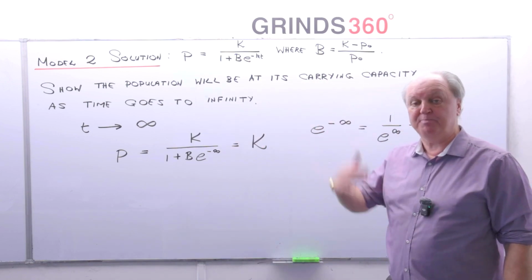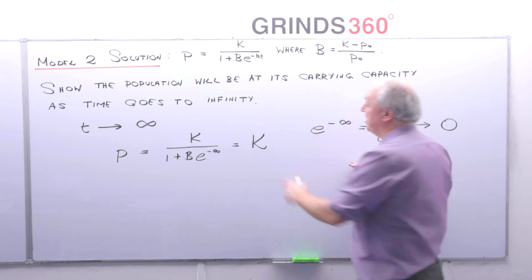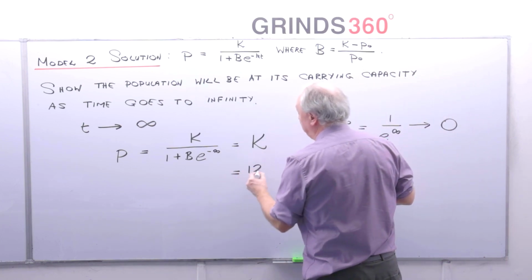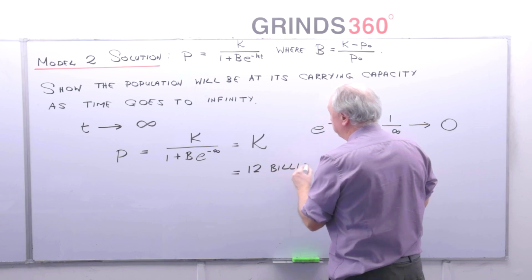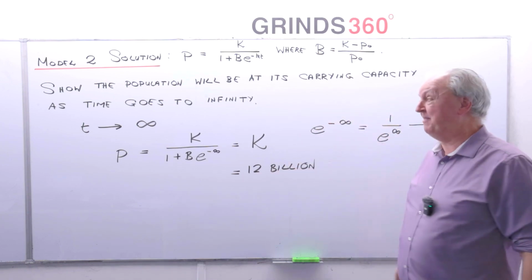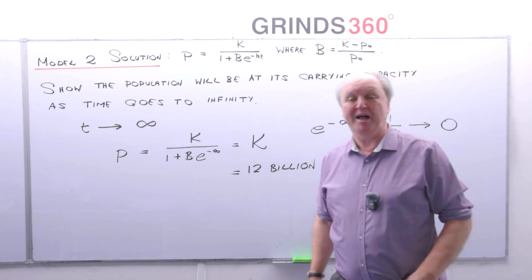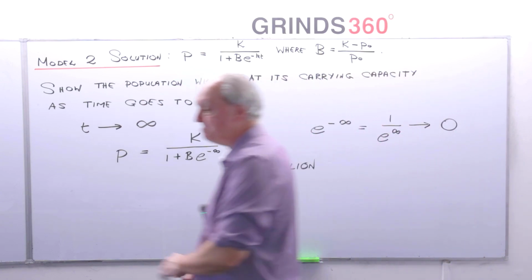So as time gets bigger and bigger and bigger, we never break through the barrier of the carrying capacity, which in this case is 12 billion. So the model works well so far in that instance. We're not going to get over a carrying capacity of 12 billion in model number 2.